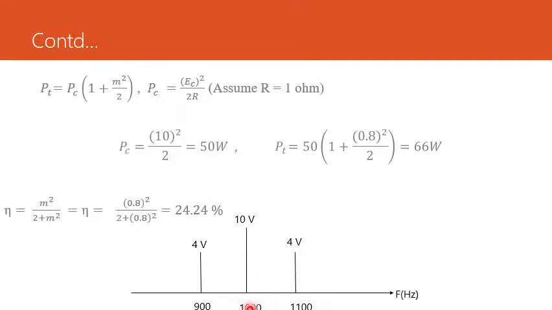At FC you have the amplitude EC as 10 volt, and at FC plus FM, that is 1100, you have the amplitude M into EC by 2 as 4 volt. Then at FC minus FM, that is 1000 minus 100, which gives 900, with an amplitude of 4 volt. This is how we solve such kind of questions.